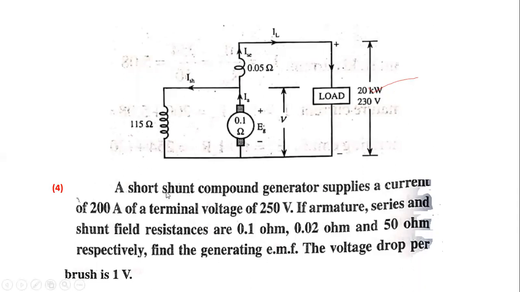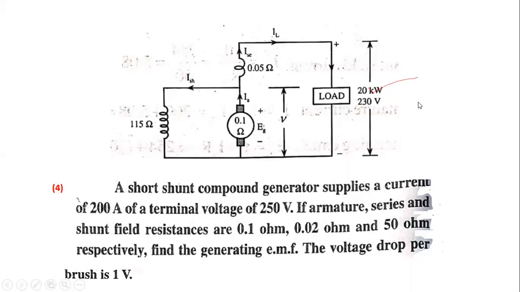Okay, next coming to the fourth problem, a short shunt compound generator. This is also the short shunt compound generator. The diagram for that short shunt compound generator is like this. A current of 200 amperes and a terminal voltage of 250 volts. In that, the voltage is 250 volts and the current is 200 amperes. That means the load current.